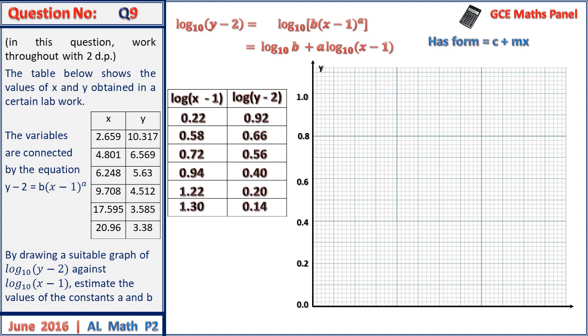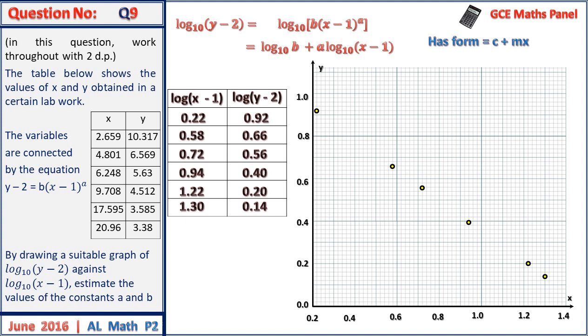In this case, we look at the y, the range is from 0.14 to 0.92, so we can start from 0 and end around 1. The same with the x-axis, which runs from 0.22 to 1.3. We can start from 0.2 to 1.4. This is a good scale. We now plot the points. We have 0.22 and 0.92. The next point is 0.58 and 0.66, and we do the same for all the other points.